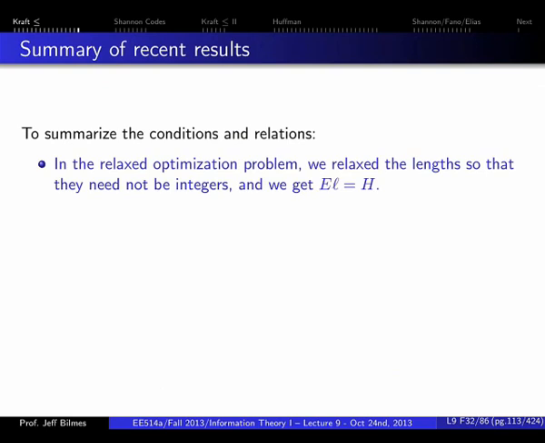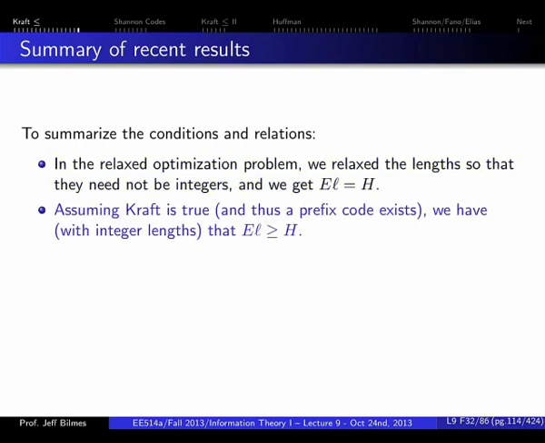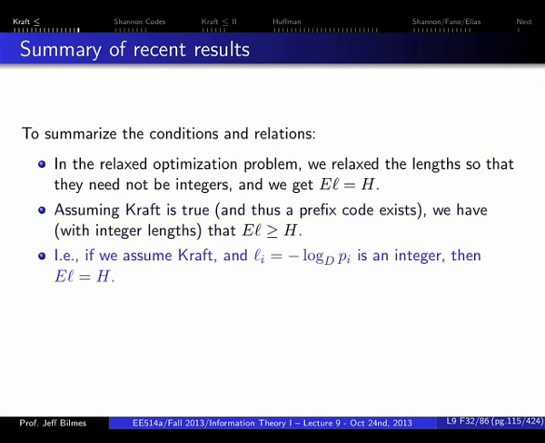So to summarize what we've just shown, in the relaxed optimization problem, when we don't require integral lengths, we can get the exact entropy with non-integral code lengths. Assuming Kraft is true, the expected lengths, the integral lengths, are going to be greater than or equal to the entropy. And then with D-adic distributions, we can get integral lengths and actually still achieve the entropy.